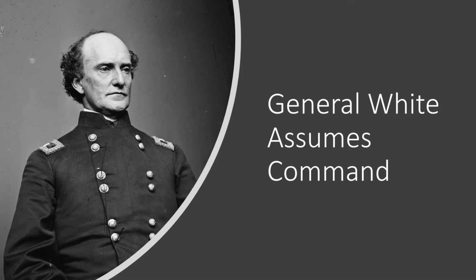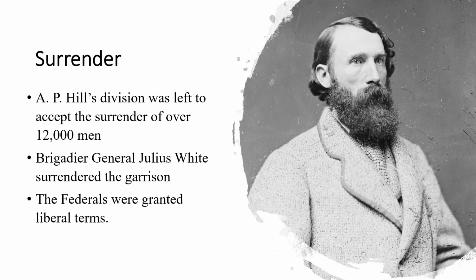Jackson immediately left to meet Lee behind Antietam Creek, leaving A.P. Hill to accept a surrender of over 12,000 men. Of course, Brigadier General White surrendered the garrison. The Federals were granted liberal terms. The officers and men were paroled. The officers could keep their sidearms. Wagons were even loaned so the officers could take their personal belongings with them. Once that task was accomplished, Hill's division headed for Sharpsburg, just in time to save the Army of Northern Virginia from certain disaster.